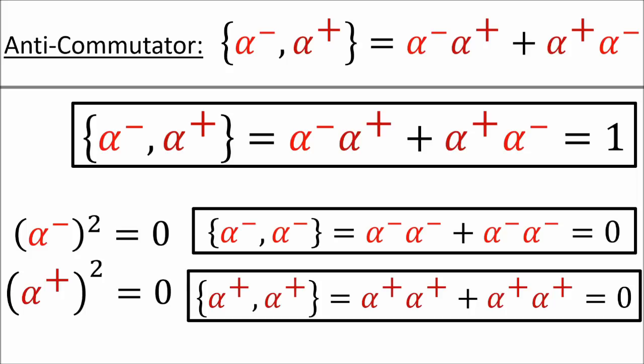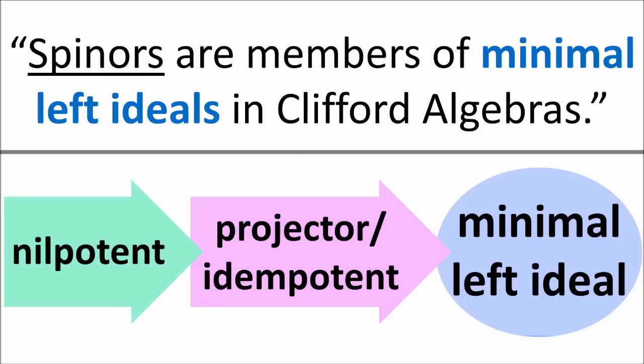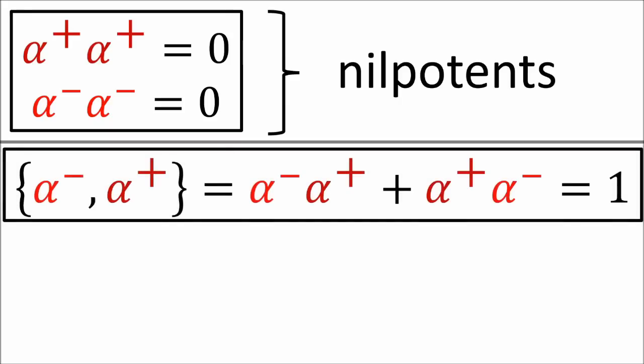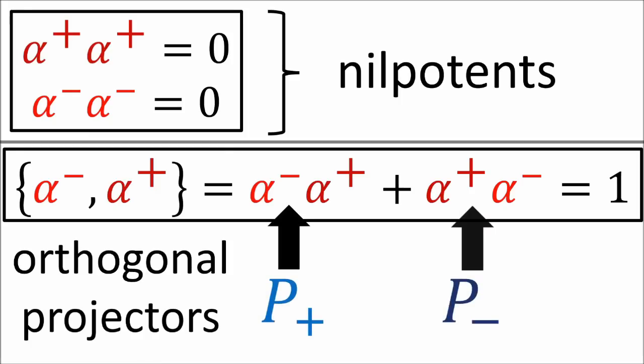Now, what can we do with this? It turns out that the nilpotent operators we just discovered, the creation and annihilation operators for fermions, can be used to build projectors that give us minimal left ideals in Clifford algebras. When we take these nilpotent elements and form their anti-commutator, we see it gives 1. It turns out that the two terms in the anti-commutator are orthogonal projector partners that sum to 1, similar to the projectors we've come across in the last couple videos.